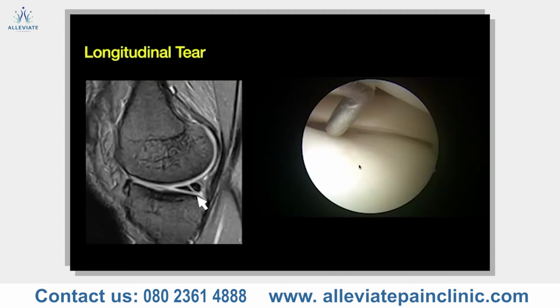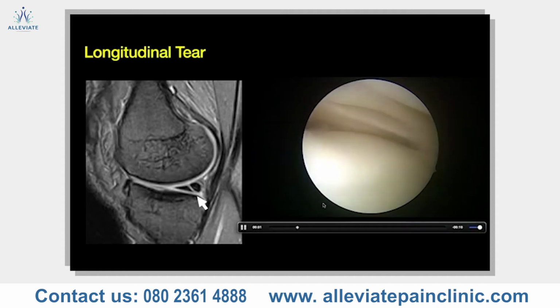The next type of tear is the very common one, which is the longitudinal tear. Here you can see that in the triangular portion of the meniscus, the hypointensity line is between the superior articular surface and the inferior articular surface. So it completely disrupts the two articular surfaces of the meniscus. These types of tears will have the classical findings of joint line tenderness with McMurray's test positive.